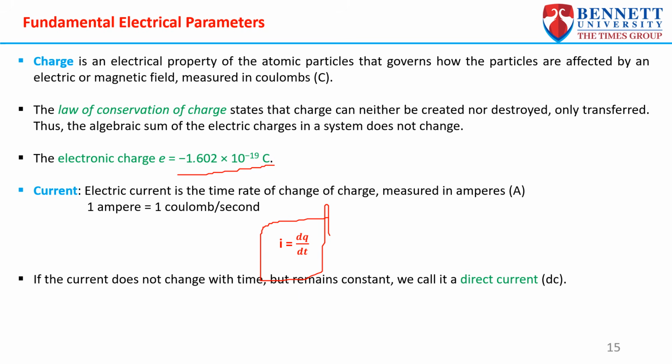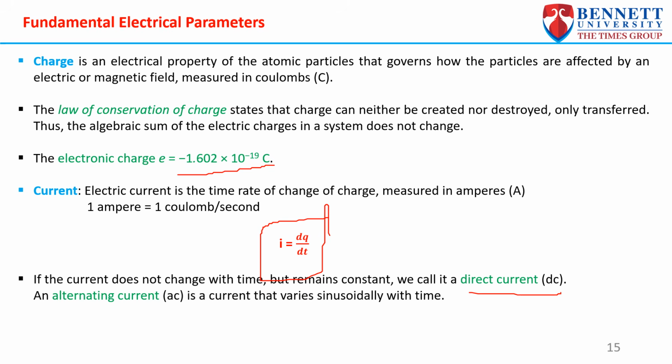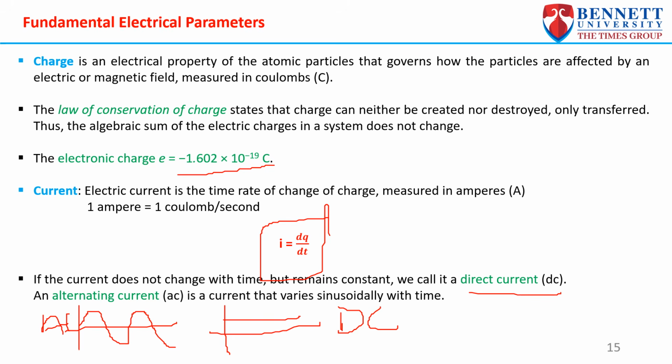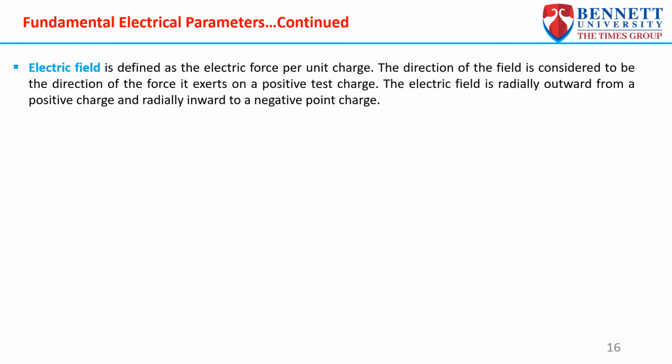If the current doesn't change with time but remains constant, we call it a DC current. And if it is varying sinusoidally with time, then we call it AC current. So in terms of representation, this is your AC and this is your DC current. This is with respect to time. So these are the two types of currents.